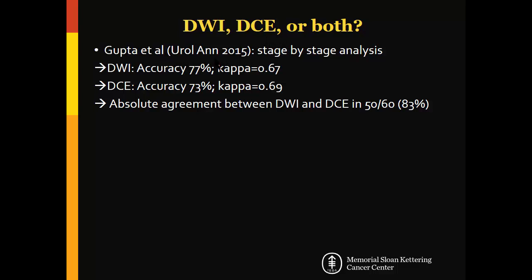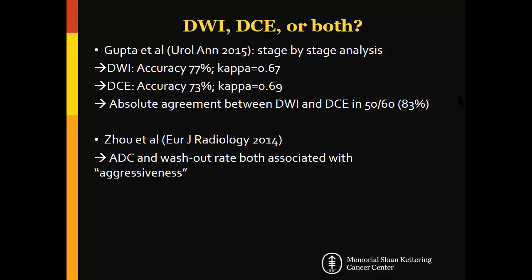This paper by Gupta et al., published last year, did a stage-by-stage analysis and basically reported very similar accuracies and correlations between the imaging findings and the pathology for diffusion and DCE-MRI. And in fact, 83% of patients had absolute agreement between the two sequences. So no hint here that one or the other is going to be best.